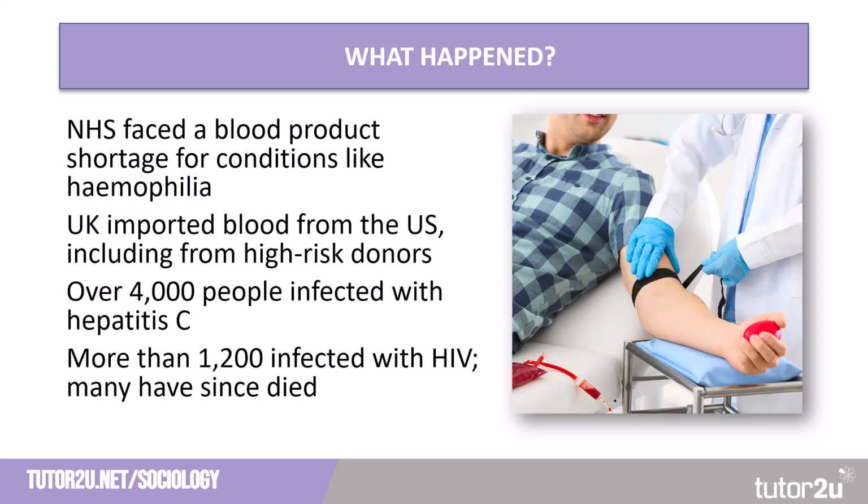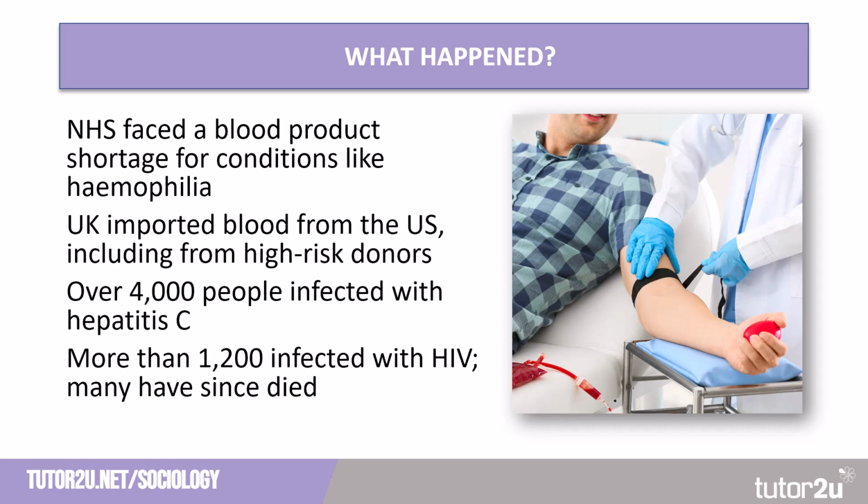During the 1970s, the NHS faced a shortage of blood products needed for treating conditions like haemophilia, a disorder that impairs blood clotting. To address this, the UK began importing blood plasma from commercial suppliers, primarily in the United States. However, much of this blood came from high-risk donors, such as prison inmates, drug users and others who were paid for their donations. The blood was not adequately screened for infectious diseases, and this lack of quality control led to contaminated blood products being introduced into the NHS supply chain.